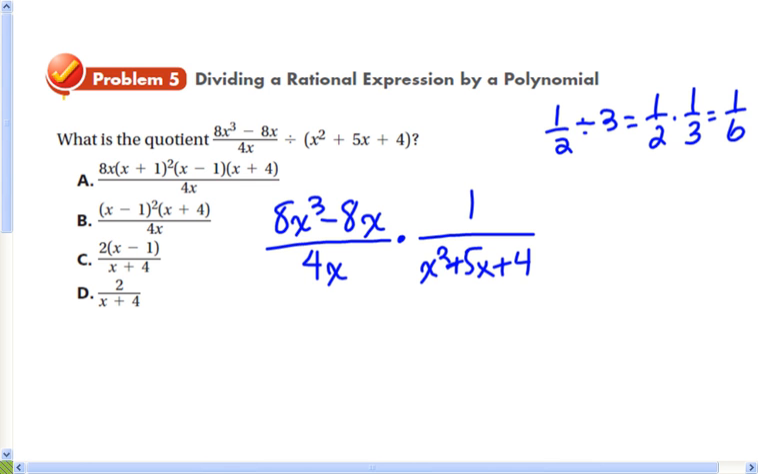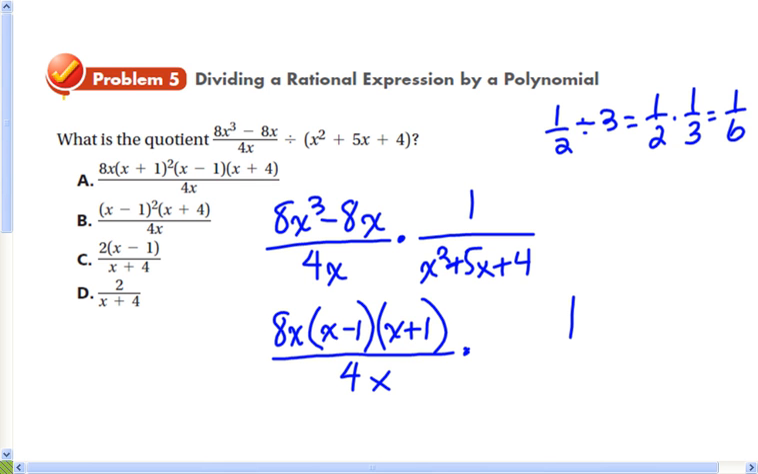And now I'm going to factor. I can factor out an 8x, and that leaves me with x squared minus 1. I want to factor completely. That's the difference of two squares, so that can factor to x minus 1 times the quantity x plus 1. Then I have 4x there. And over here, are there two numbers that have a product of 4 and a sum of 5? There are: x plus 4 times the quantity x plus 1.